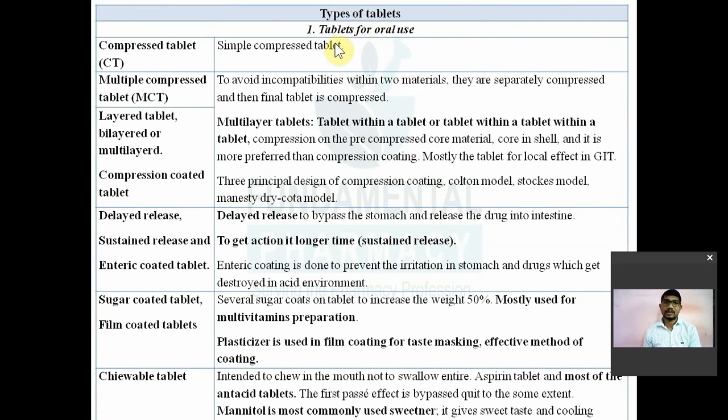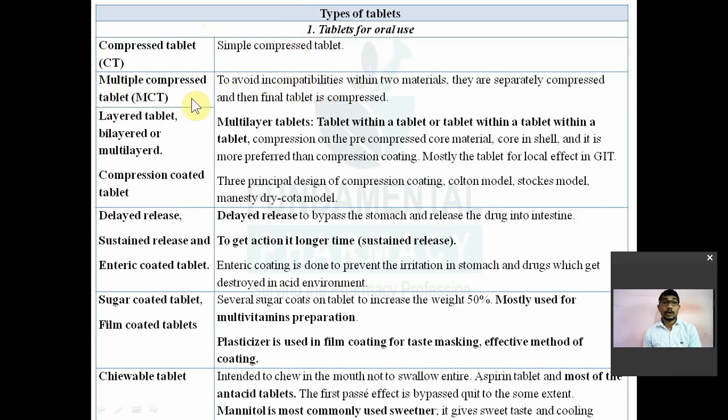First class is tablets used for oral use. First one is the compressed tablet. What is meant by compressed tablet? Tablet made by simple compression using different kinds of punches and dies in a tableting machine. So that is a simple compressed tablet. मतलब इसमें क्या होगा कि आपका जो भी ड्रग है उसके साथ एक्सिपिएंट होगा. ठीक है, वो सब ब्लेंड होगा, उसको आप कंप्रेस करेंगे, उसको बोलेंगे सिंपल कंप्रेस्ड टैबलेट. That is a simple compressed tablet. Most of the tablets are simple compressed tablets.